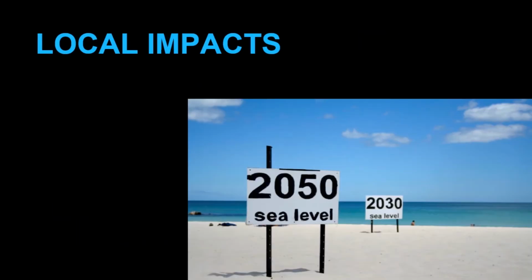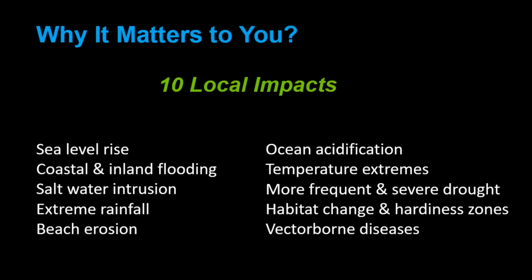Okay, so now that you have the basic Climate 101, we're going to talk about the local impacts, which are really important. Now, as we all know, sea level rise is the primary local impact that we worry about with climate change in South Florida. There are other local impacts that we want to point you to and orient you to. We will go through these in more detail. They are sea level rise, coastal and inland flooding, saltwater intrusion, extreme rainfall, beach erosion, ocean acidification, temperature extremes, more frequent and severe drought, habitat change and hardiness zone shifts, and vector-borne diseases.